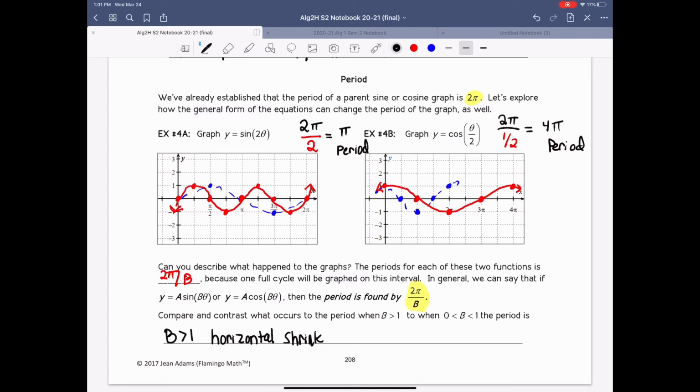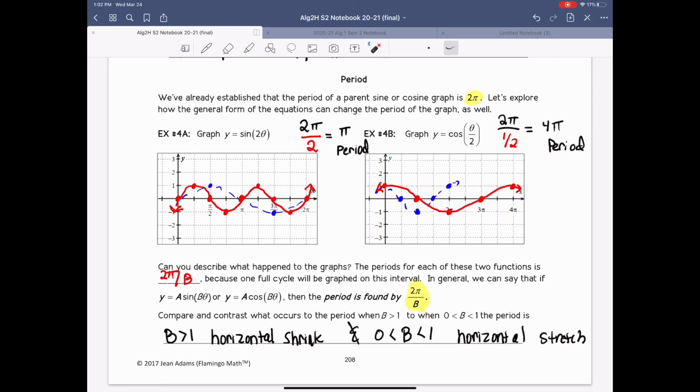And so I'm going to say that's the first part. And if b is between 0 and 1, so if we have 0 is less than b, which is less than 1, that means that we are going to stretch the graph horizontally. Okay, so we have a horizontal stretch. So looking at this graph up here, we had cosine of theta over 2. Since b was 1 over 2, and that's between 0 and 1, as you can see, we stretched out this interval even longer.